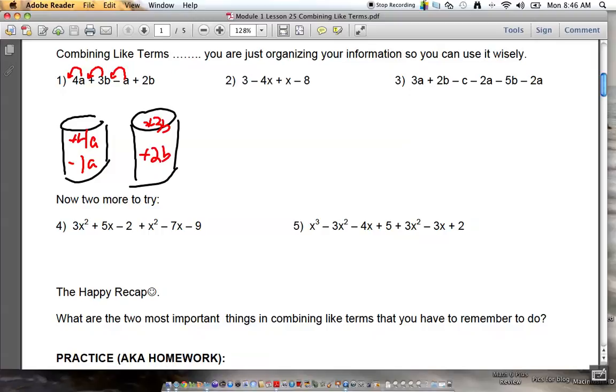Now, when I'm all done, what's in the A bucket? I have 4 A's and a negative A. What's in the A bucket? 3A. And then over here, I have positive 3B's and positive 2B's.